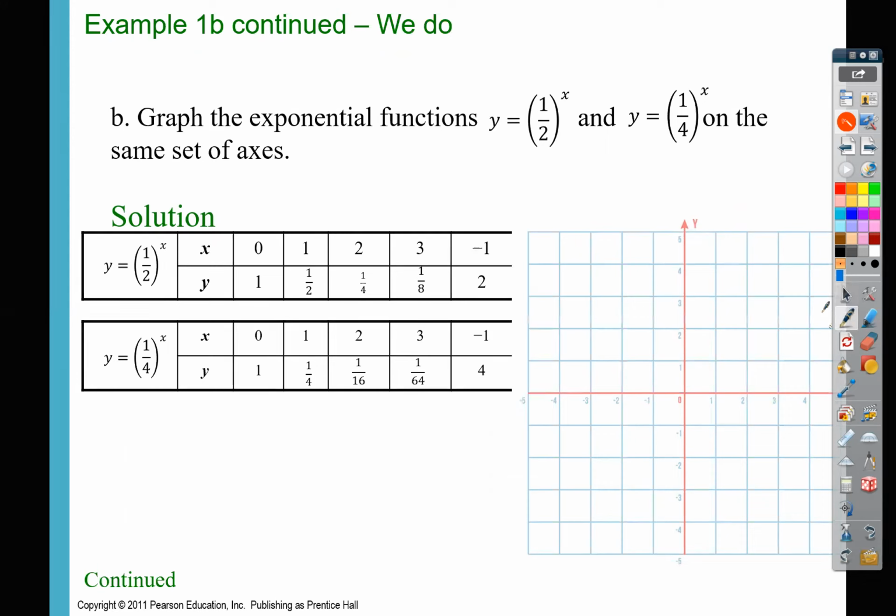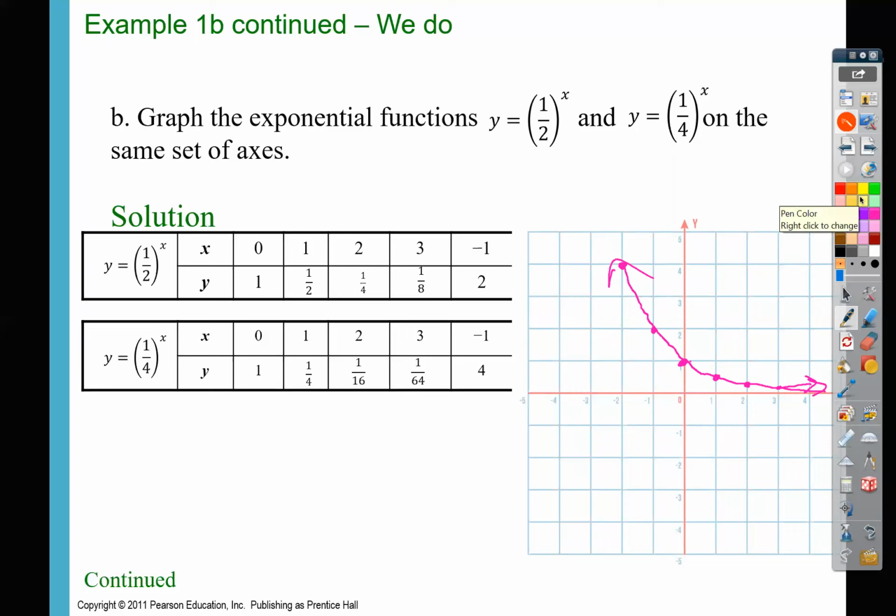Okay, so let's try to plot these as best we can. So 0, 1, 1, 1/2, 2, 1/4, 3, 1/8, -1, 2. Okay, so this graph, and then -2, 4. So this graph is going down, but you'll see that it never ever crosses the x-axis. It'll get close, but it will never touch.